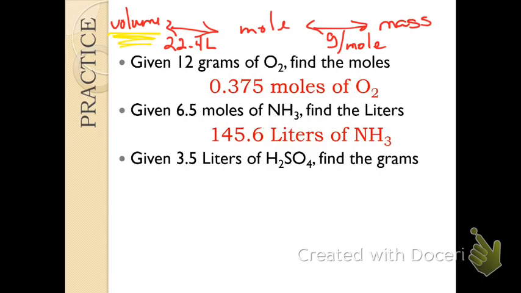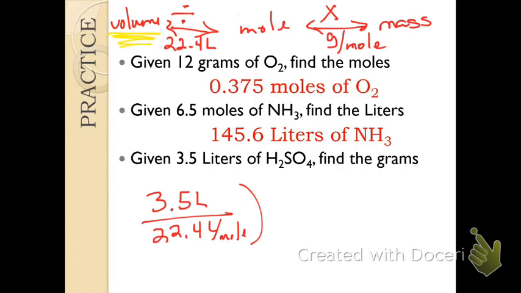So I'm starting over here where liters is. And in order to get from liters to grams, I have to, of course, go through moles. But since I'm not going from moles to liters, I'm going to divide. So I'm not going to multiply. But I am going from moles to mass, so I am going to have to multiply. Okay, so I have 3.5 liters, and I'm going to have to divide that by 22.4 per mole. And then I'm going to multiply the whole thing by the mass of H2SO4.